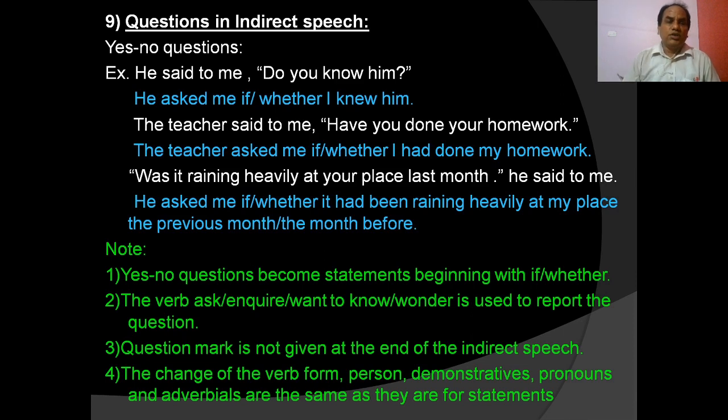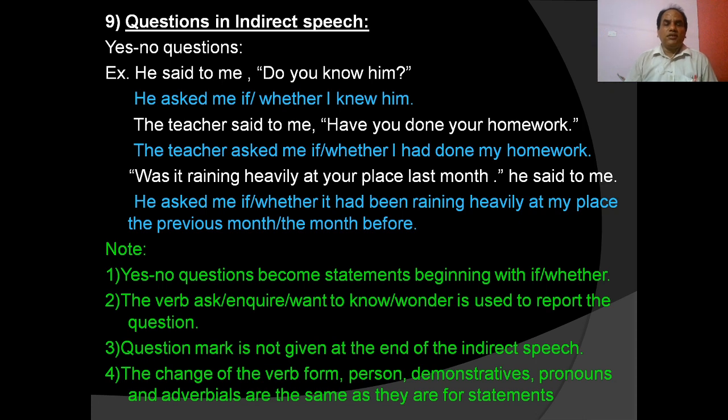So let us discuss how questions are changed from direct to indirect speech. And we know questions are of two types. One is yes-no questions, another is wh-questions. Yes-no questions, take the example. He said to me, do you know him? You see, there is a change. He asked me if or whether I knew him.